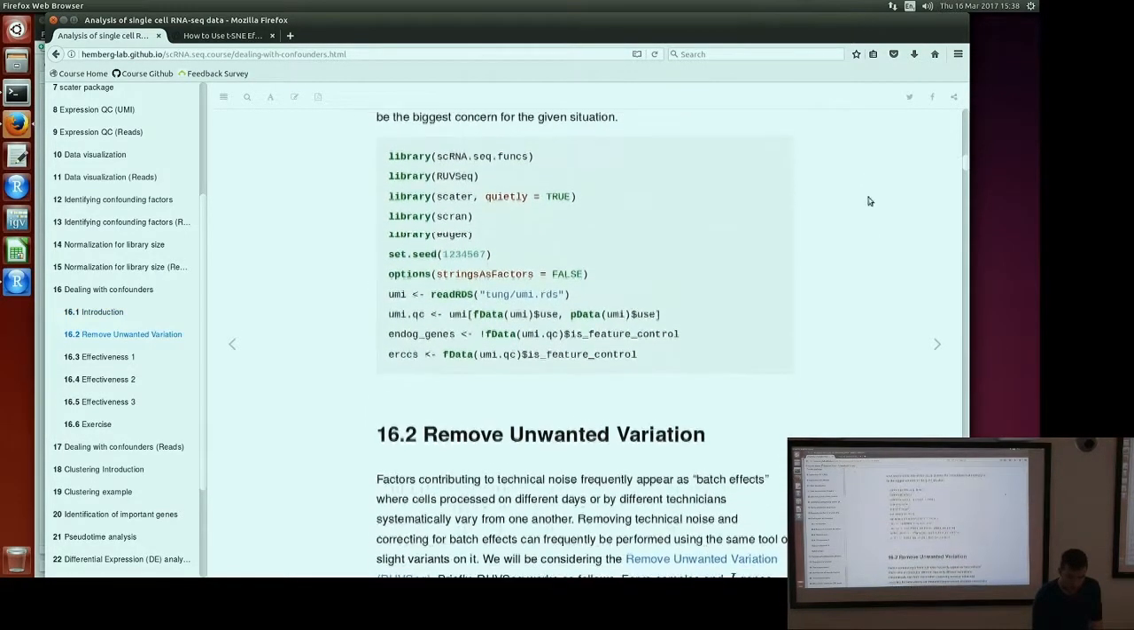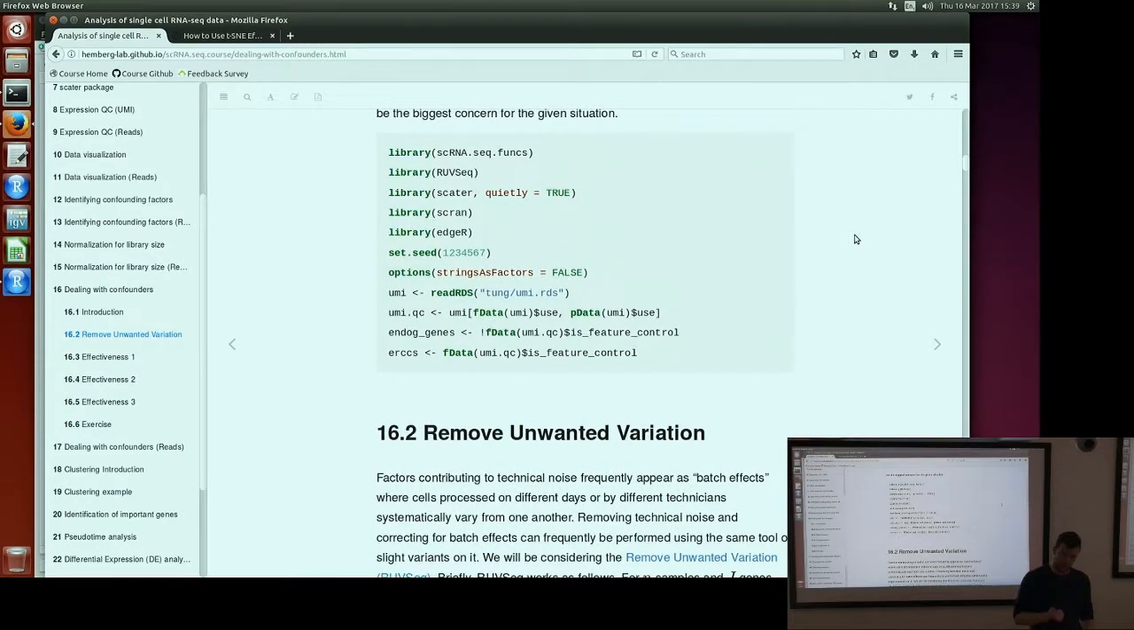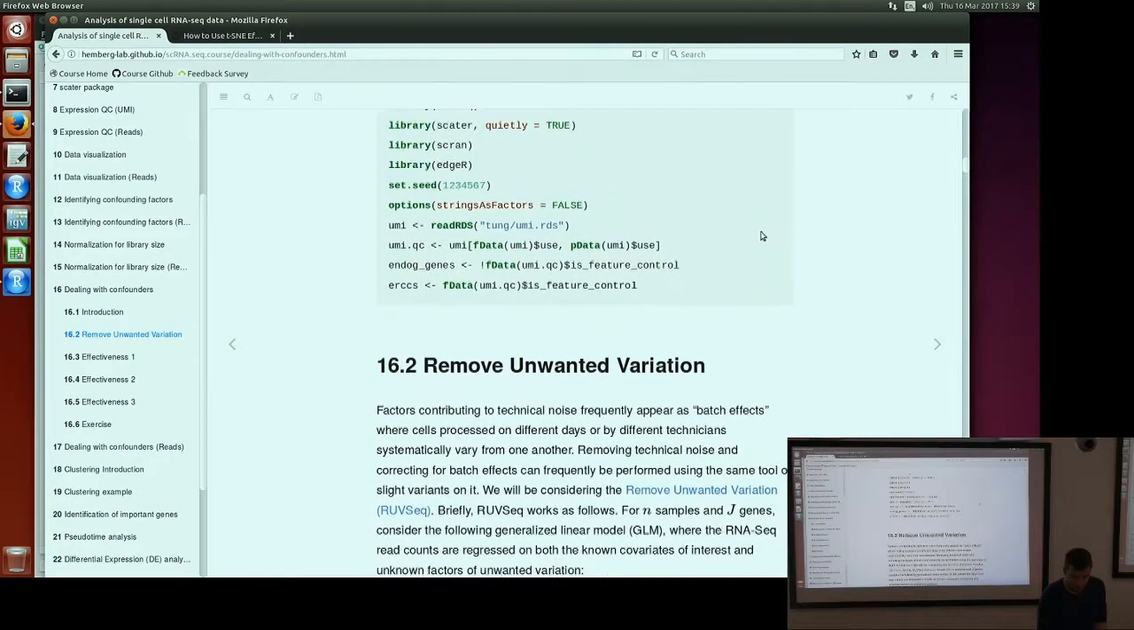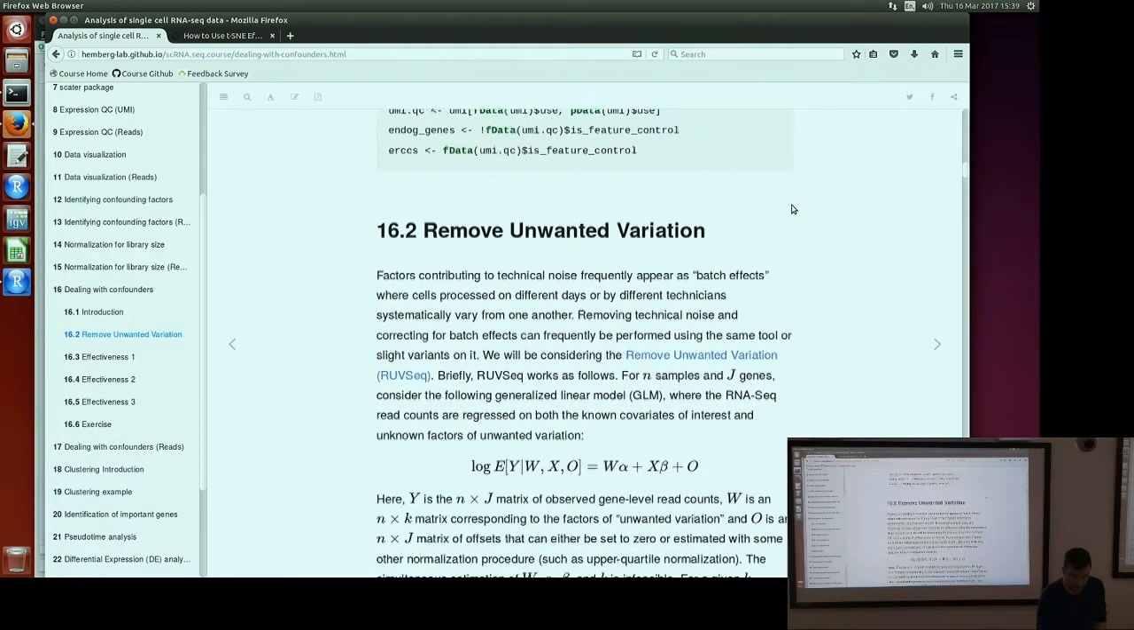So in this chapter, we're loading up some helper functions. We're loading this RNA-seq package, which has many of these functions, scater and scran as previously. We're using edgeR and differential expression as one way to assess the performance of different batch correction methods. We'll discuss that later. So we'll load the UMI data again and work from this UMI QC object and identify endogenous and ERCC genes as previously.